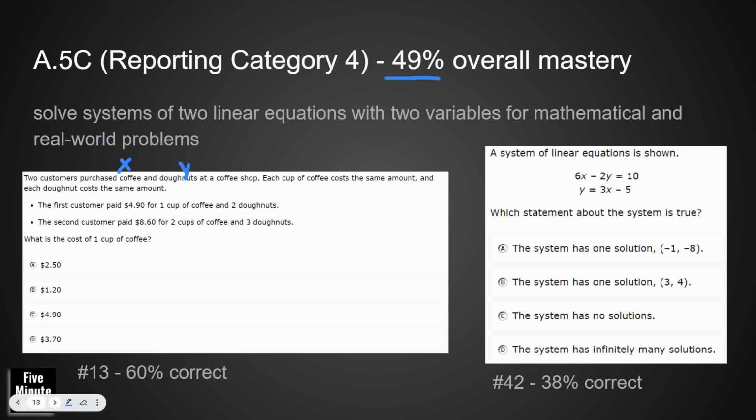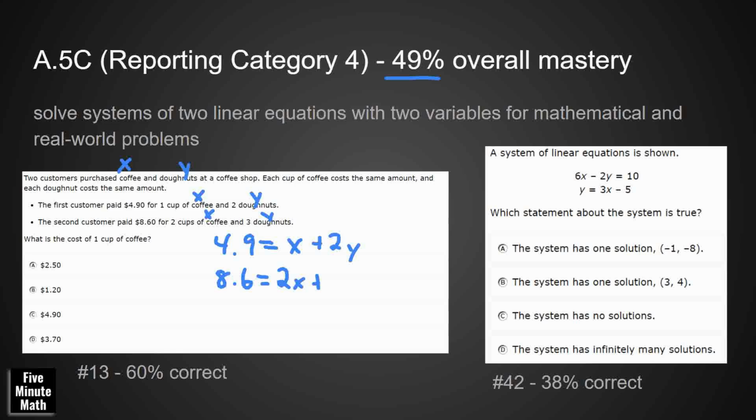Okay, so I'm going to say my first customer: coffee, donuts, X and Y. 4.9 equals 1 cup of coffee, X, plus 2 donuts. Just set it up like this. Coffee, X, donuts, Y. So 8.6 is what you paid for 2X plus 3Y. Now, there's a lot of ways to do this. You can graph it and find the intersection. You can use elimination. You can use substitution. So in this case, I'm going to use elimination.